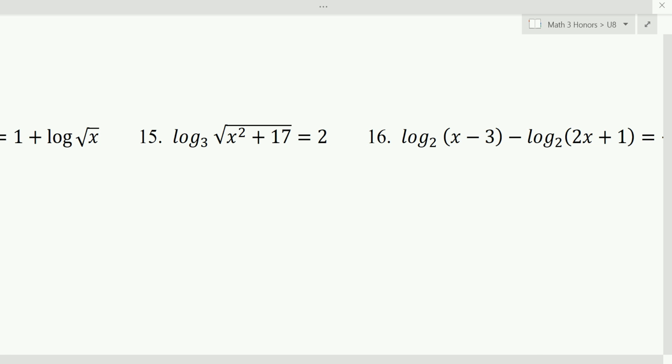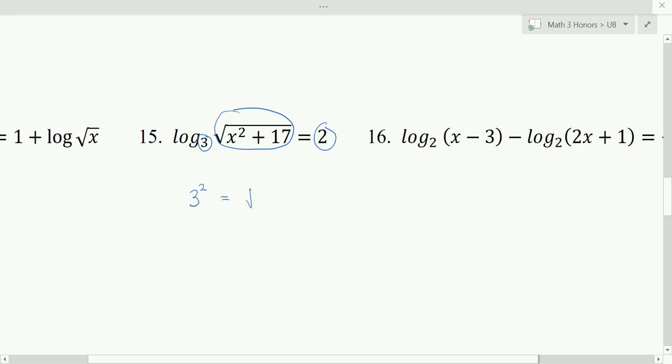So we have our base 3, we have our argument here, and we have our exponent here. And so when I change it out of log form, it becomes 3 to the power of 2 is the square root of x squared plus 17. And it looks easier now. What do we do? Okay, so this first of all is 9, right? And then we're going to square both sides. We get 81 is x squared plus 17. Subtract 17 from 81.